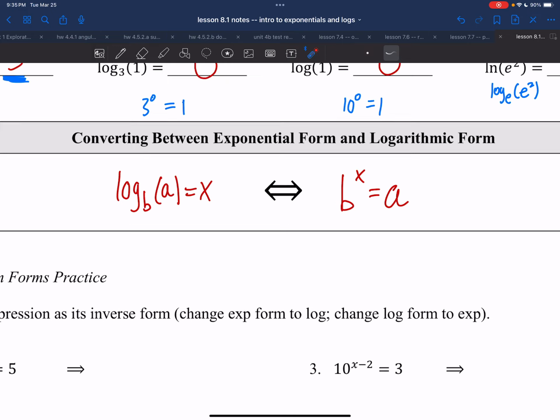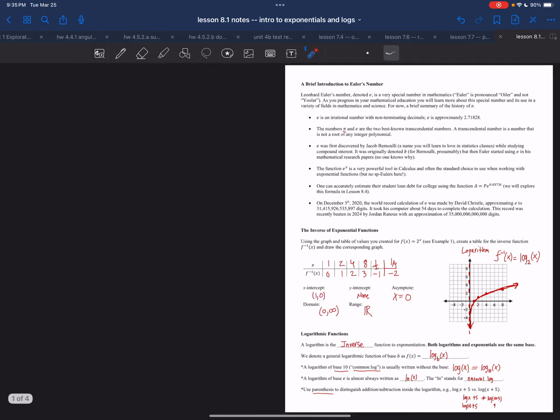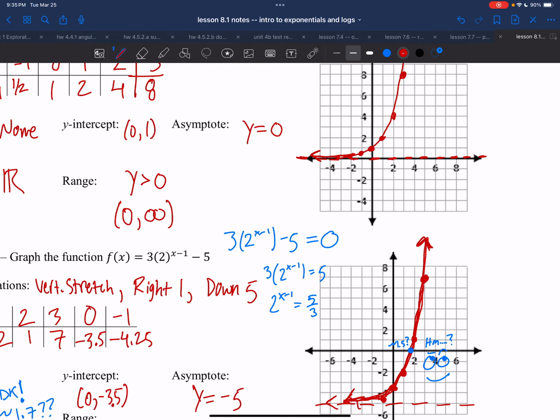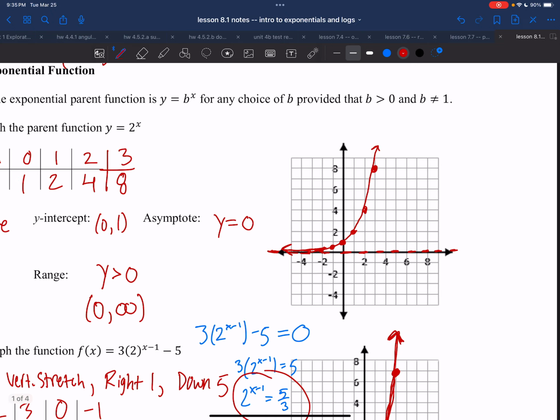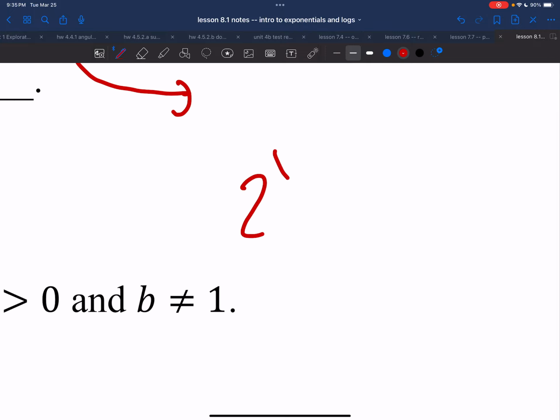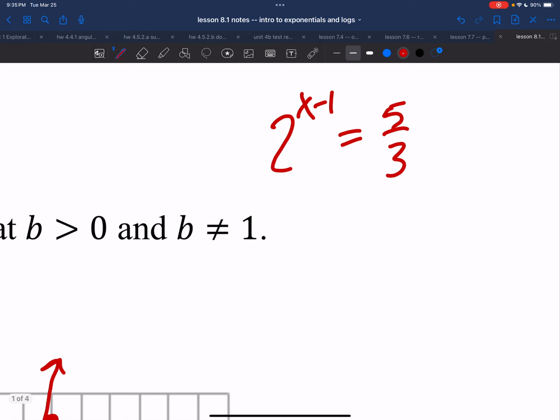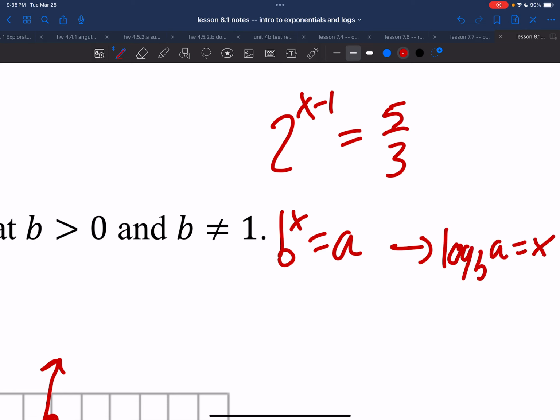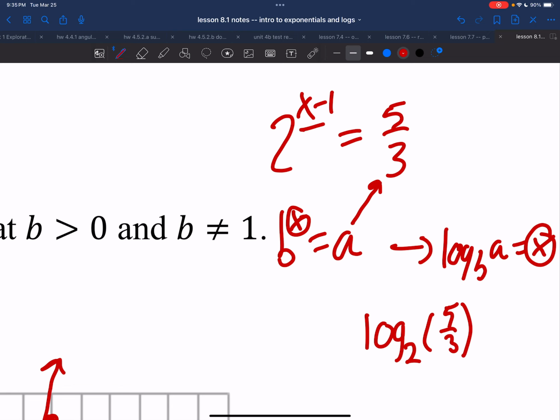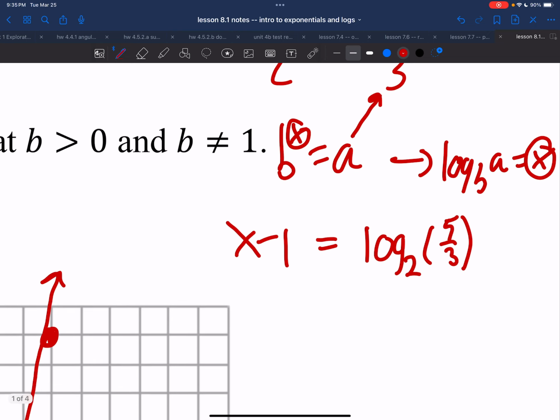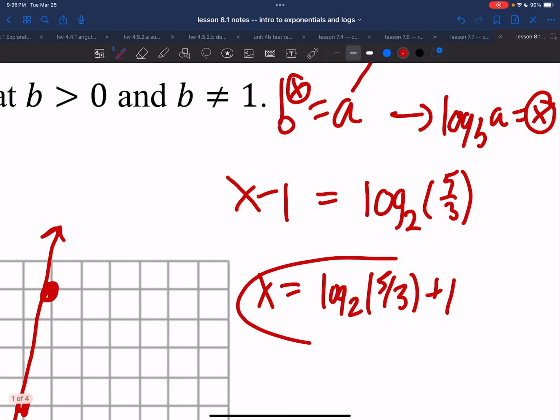Yeah? So if you go back to that previous video, we were talking about how do you find the x-intercept, right? If you skip that video, it's okay. We had this equation, 2 to the x minus 1 equals 5/3. And the question was, how do you solve for x? How do you get x alone? Well, if b to the x equals a becomes log base b of a equals x, then the base b is base 2, a is the 5/3, and the exponent is this x minus 1. And then you can isolate x. You can say x equals log base 2 of 5/3 plus 1. And that solves the equation.